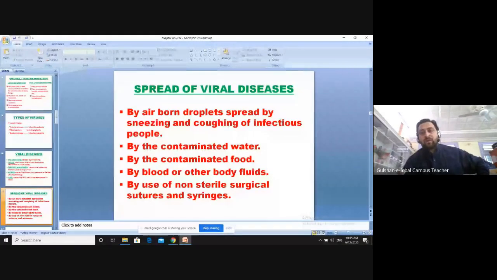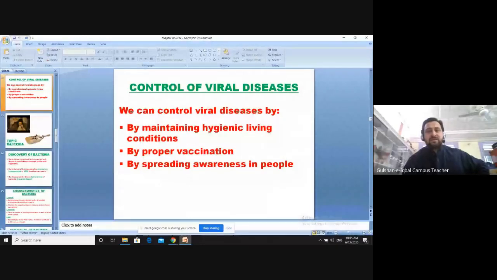Okay, how can we control the viral diseases? What are the control measures for viral diseases? The first and most important thing is maintaining proper hygienic conditions: cleanliness around your environment, cleanliness of surfaces, cleanliness of your hands, your face, your body. This is called personal hygiene and hygiene of your environment. So if your environment is clean and you are personally clean, the virus is not going to infect you. But if your environment is not clean, your food is not clean, your water is not clean, your hands are not clean, then the virus can easily enter your body.